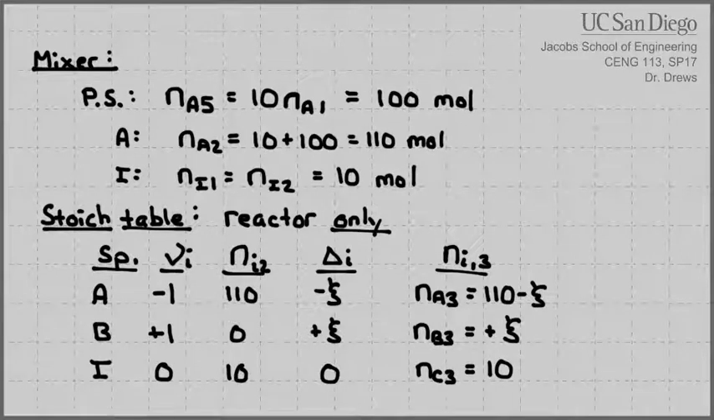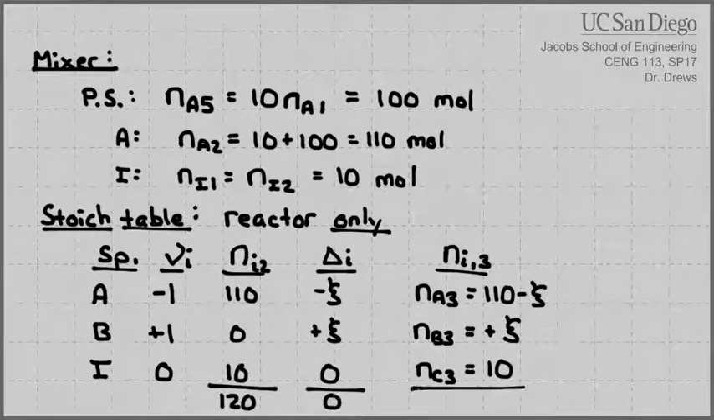We could add all those up if we needed to. We've seen how that works before. We could get 120 here, no change here, and so we would have a total of 120 coming out. We don't really need to do that right now, but we could do it if we needed to.